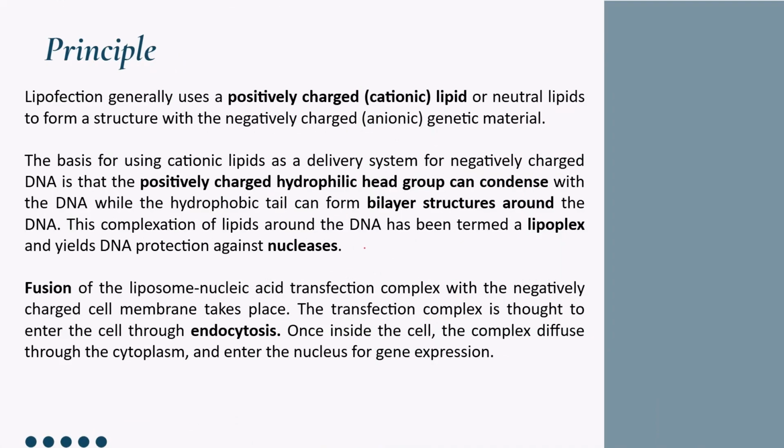Now the principle: it uses a positively charged cationic lipid, or neutral lipid. The genetic material is actually negatively charged, right? So since the lipid is positively charged, these lipids can easily incorporate the genetic material into themselves. So that is one advantage. Or it can use neutral lipids. When we use neutral lipids, depending on the pH of the medium or some factors like that, the neutrality of lipids can be altered, and in such a way it can be used.